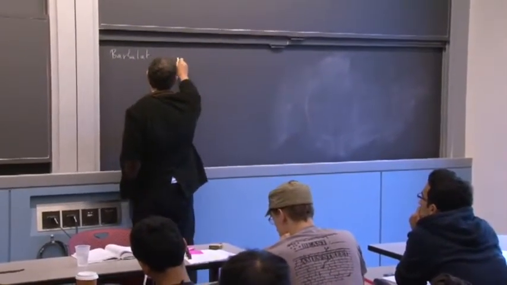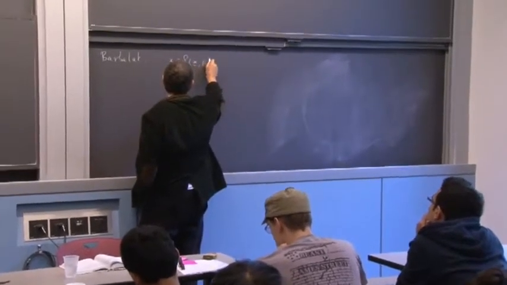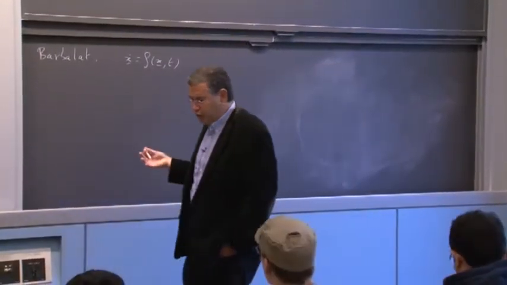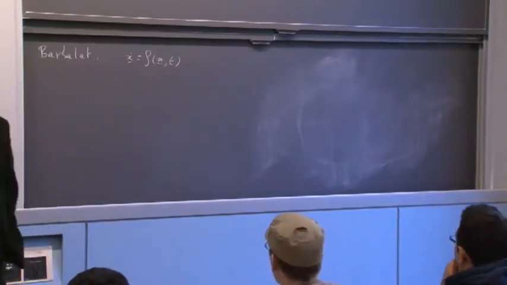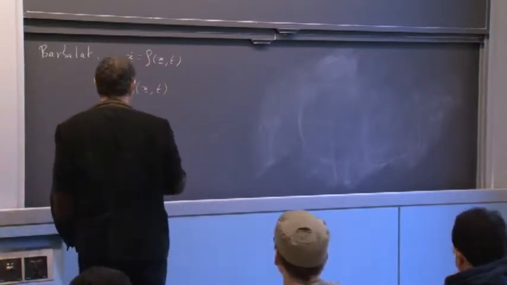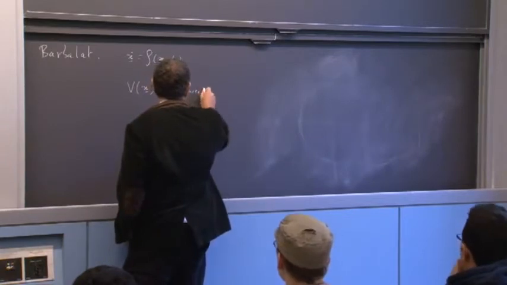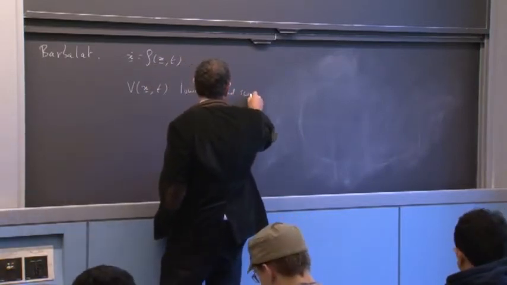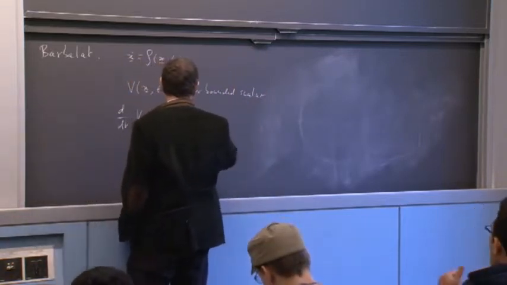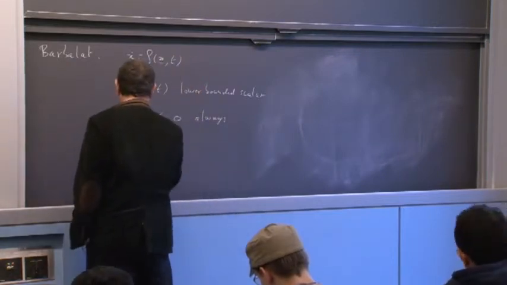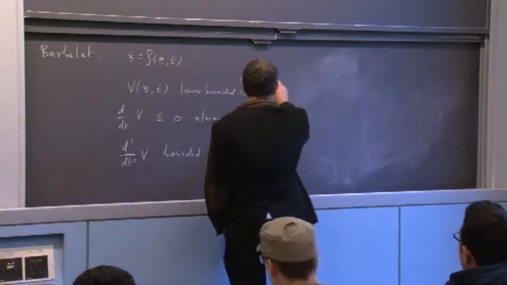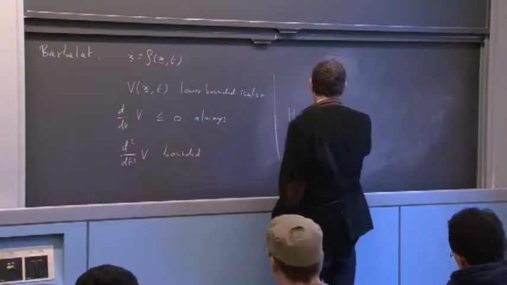which said if we consider the dynamic system x dot equals f of x, t, we have this result, which is basically just a result in functional analysis, which can be interpreted as a Lyapunov-like result, which says that if you have a lower bounded scalar function V of x, whose derivative is always negative and whose second derivative is bounded, then V dot tends to 0.